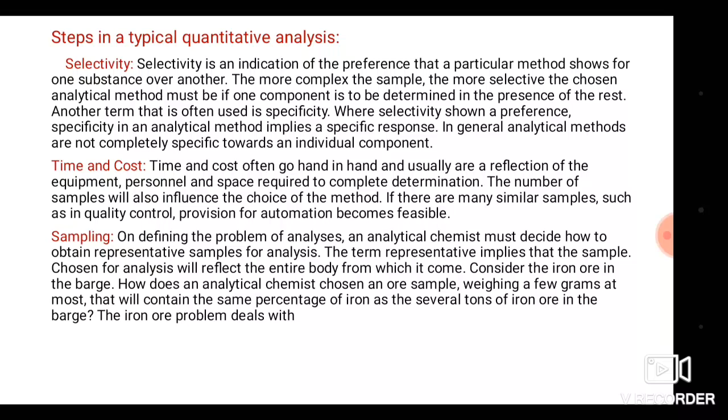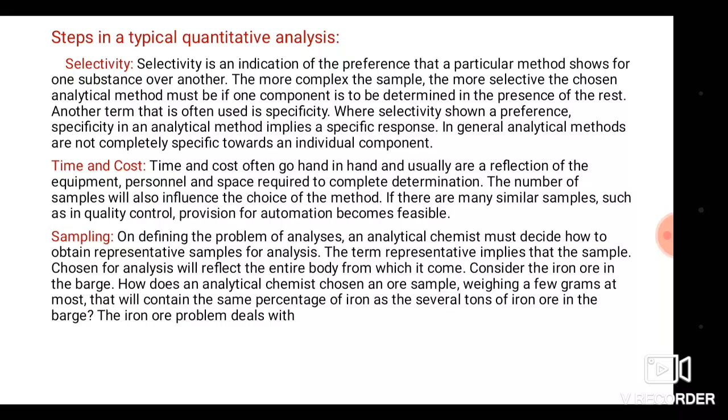Whenever the time increases, the time required is large, the cost is also large, and the personnel and equipment required are also large. So the number of samples will also influence the choice of method. The number of samples we have to analyze influences the choice of the method. If there are many similar samples, such as in quality control, provision for automation becomes feasible.